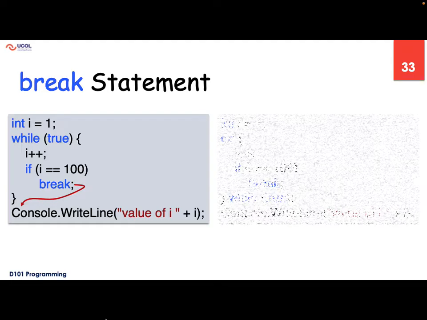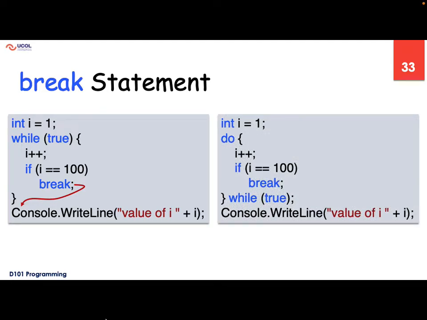Finish the loop. Again, in the do while, same thing. We are checking while true, it's an infinite loop. In the body of the loop, we are checking that if the value of I becomes 100, break it. Break means it will immediately stop that specific loop.